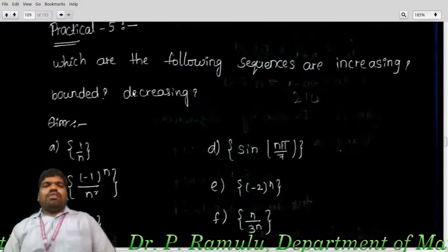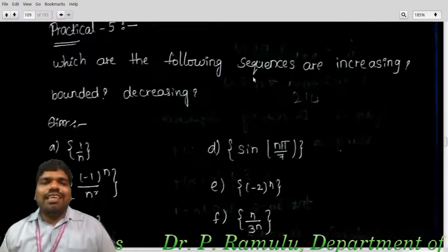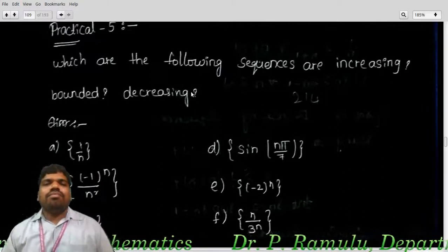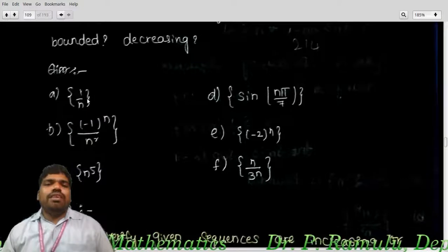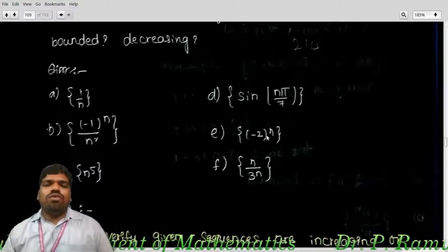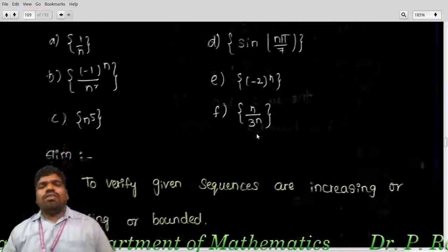Some problems. Which of the following sequences are increasing, bounded and decreasing? 1 by n, minus 1 over n, n square, sin(n pi by 7), (-2) to the power n, n to the power pi, n by 3.